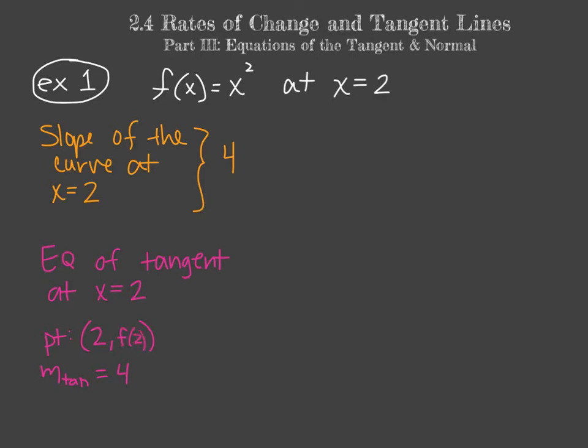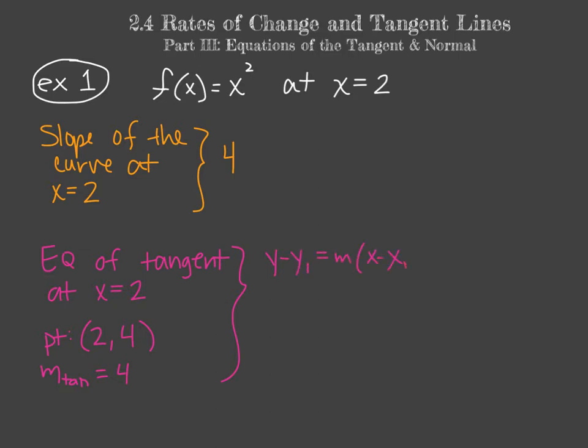I'm not going to leave f of 2 there, but how do we find f of 2? We plug 2 in. So 2 squared is 4. So our slope of our tangent and our y-coordinate happen to both be 4 here. That's totally fine. So I'm going to write in 4 there instead of f of 2. Great, now I have all the information needed to use point slope form to find the equation of the tangent line. So here's point slope form.